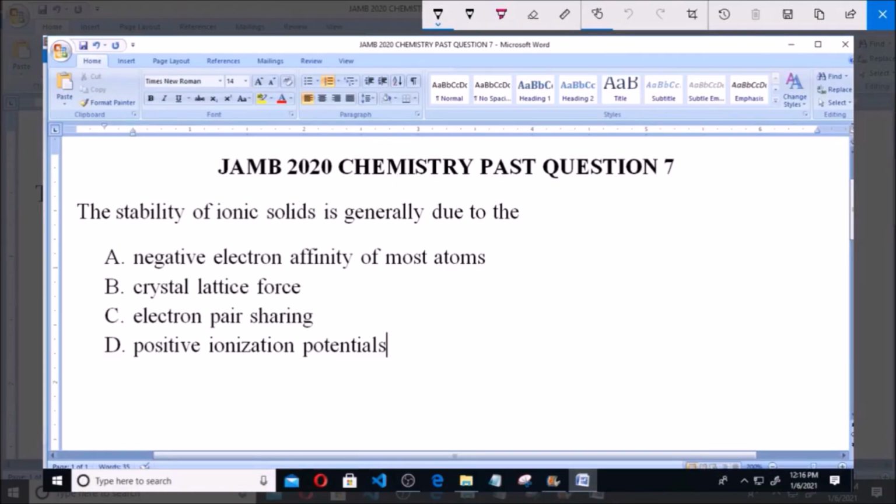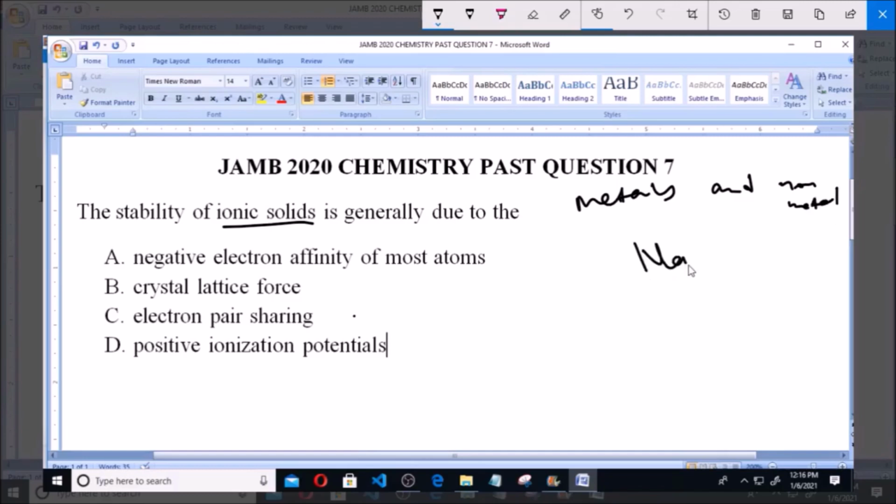The stability of ionic solids is generally due to A. Negative electron affinity of most atoms, B. Crystal lattice force, C. Electron pair sharing, and D. Positive ionization potentials. Now, ionic solids are solids formed mostly by metals and non-metals.